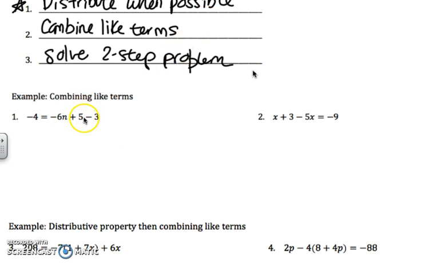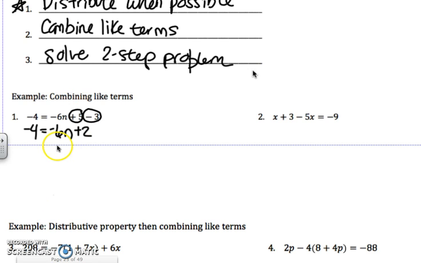So now I'm going to look at the right side. I see that I can combine this positive 5 and that negative 3. So I'm going to combine these two right off the bat. I know 5 minus 3 is going to be a 2. So it's a positive 2. And then I'm going to bring everything else down. Okay, so now I just need to solve that two-step problem like I would normally.